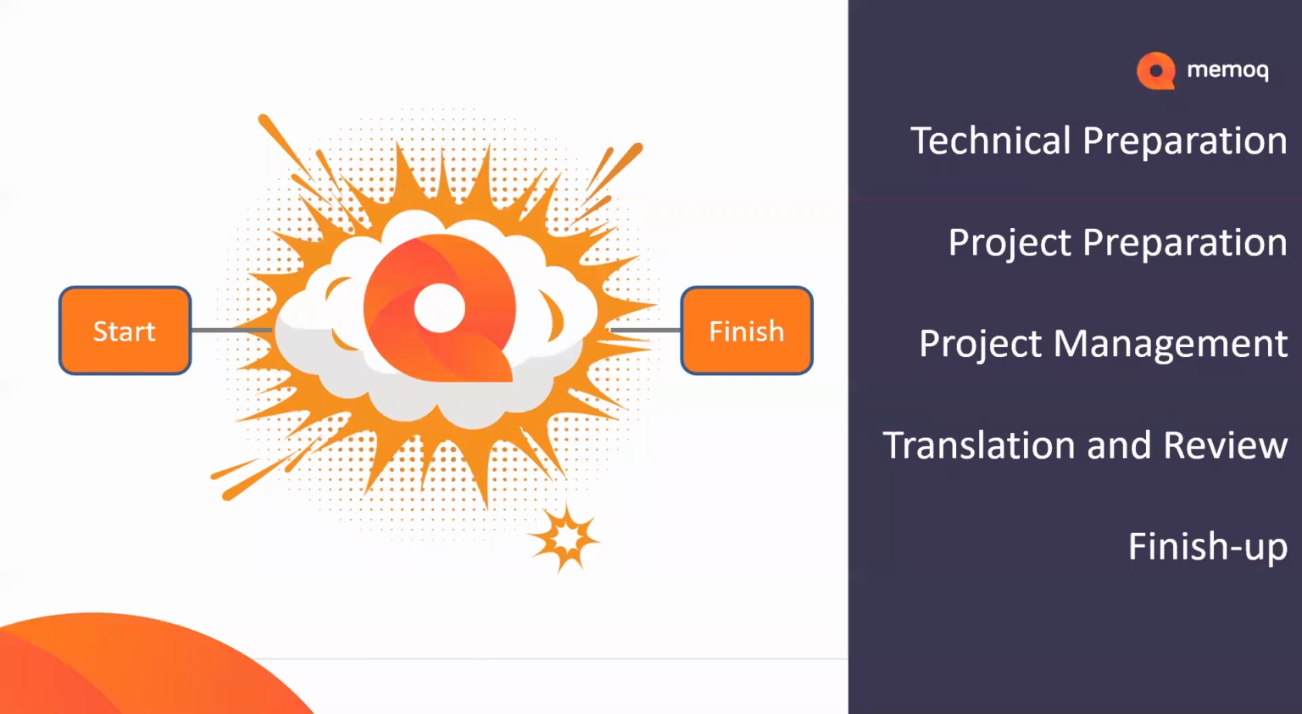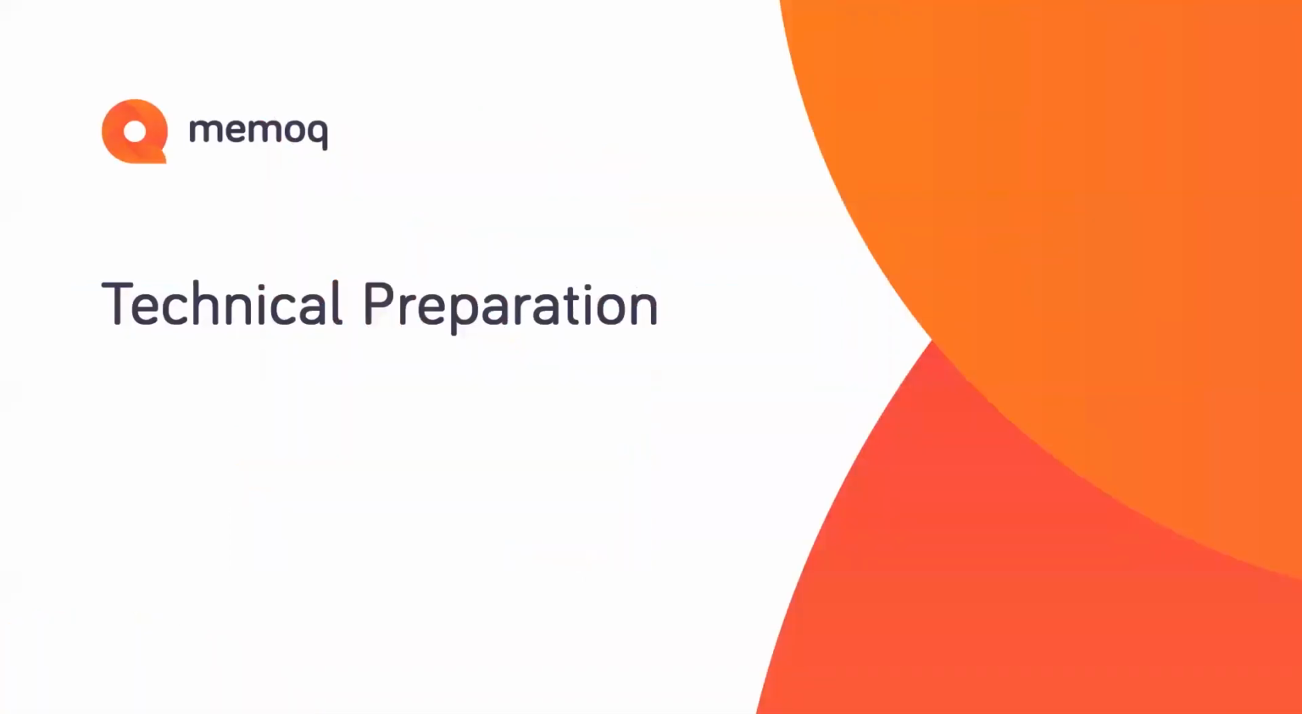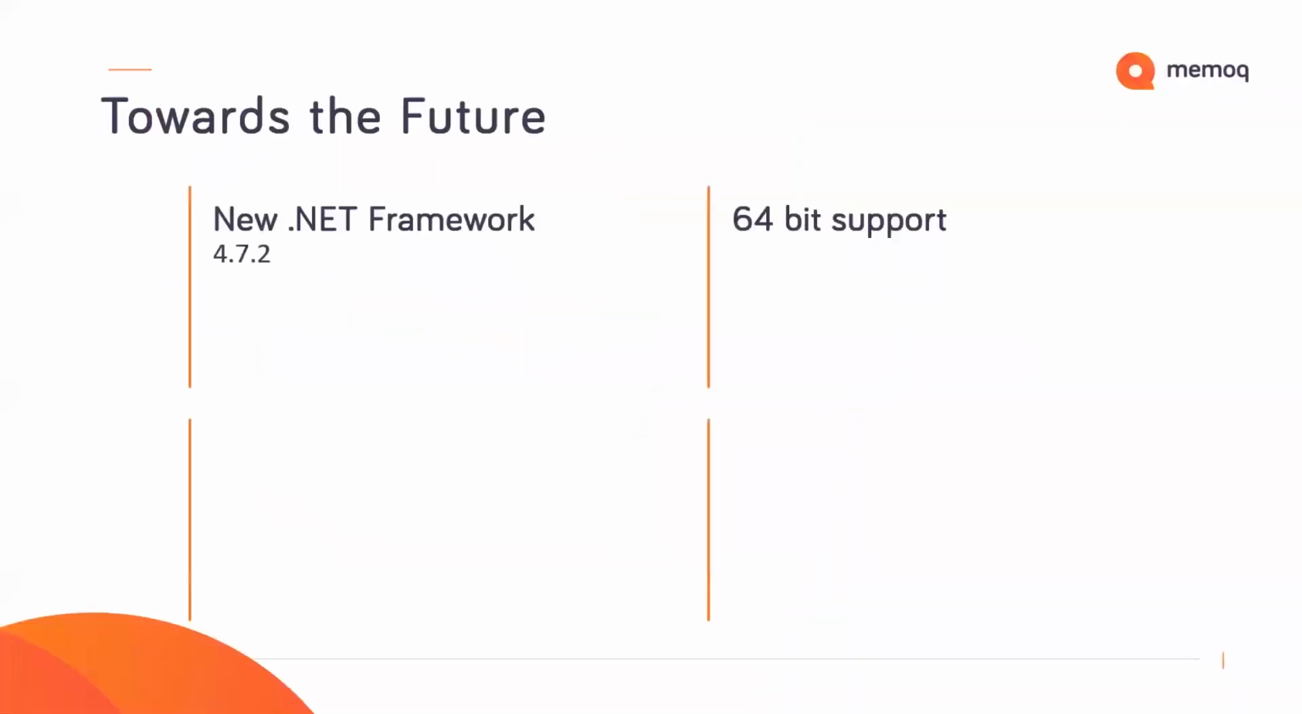So let's start with this technical preparation first. We have taken some steps towards the future, and you might also need to take some to be up to date and use memoQ 9. Because the world is changing, and we want to react to these changes, the first thing that we did as a technical thing is to upgrade to a newer version of the Microsoft .NET framework, and this is the 4.7.2 version. This came out a bit more than a year ago, and we decided to stay up to date and make use of its advantages.